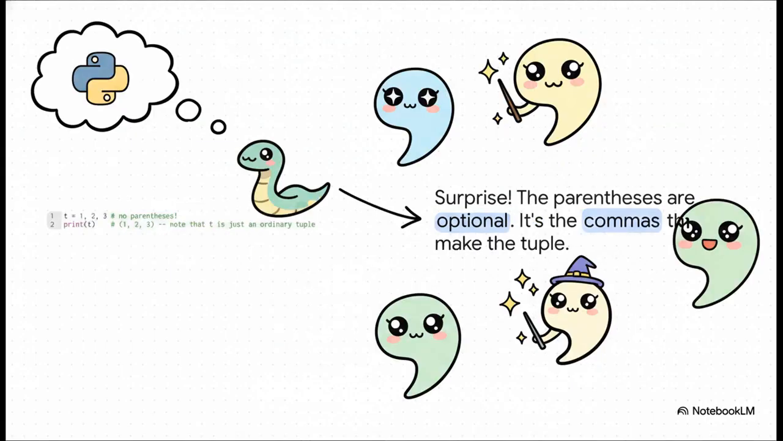But here's a fun little fact about Python. Those parentheses, they're actually optional. What really defines a tuple are the commas. As long as you have comma-separated values, Python just knows, that's a tuple. The parentheses are really just there to make it look clean and readable. The commas are the true signal.